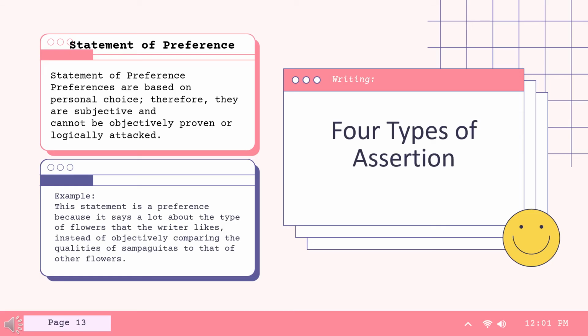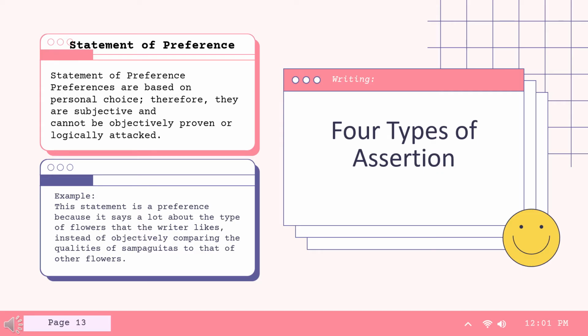And the last type of assertion is what we call statement of preference. Statements of preference are based on personal choice. Of course, that's your preference, your preferred. So it's your choice, it's your option, it's your taste. Therefore, they are subjective and cannot be objectively proven or logically attacked.